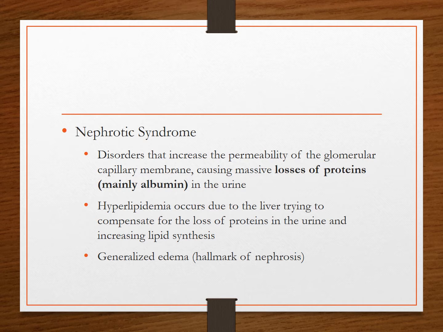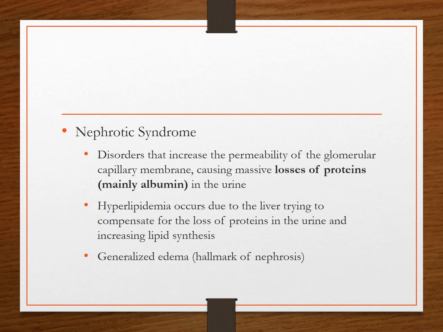With nephrotic syndrome, we see an increase in the permeability of the glomerular capillary membrane. Remember what permeability means. If there's an increase in permeability, then more substances are able to move back and forth across the membrane. With this, you actually lose massive amounts of proteins, mainly albumin, in the urine. And albumin is very important in maintaining fluid levels and maintaining that protein in the body.